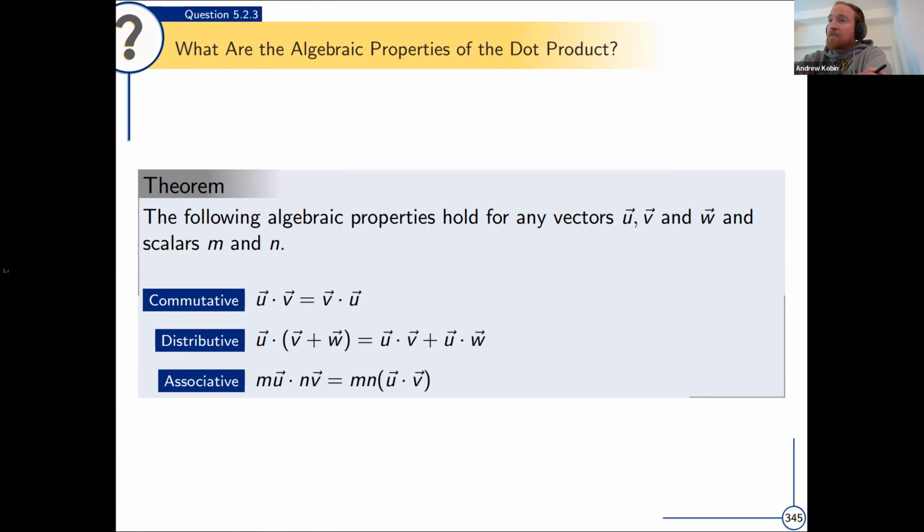The dot product is also distributive, which sometimes makes computations easier. If I can express one of my vectors as a sum of two simpler vectors, v and w, then I can compute the dot product of u with each of those vectors and then add up the resulting numbers. And finally, if I have scalars m and n multiplied by each of the things I'm trying to take the dot product of, I can factor all of those numbers out to the front and just compute the dot product of the original vectors u and v by themselves.